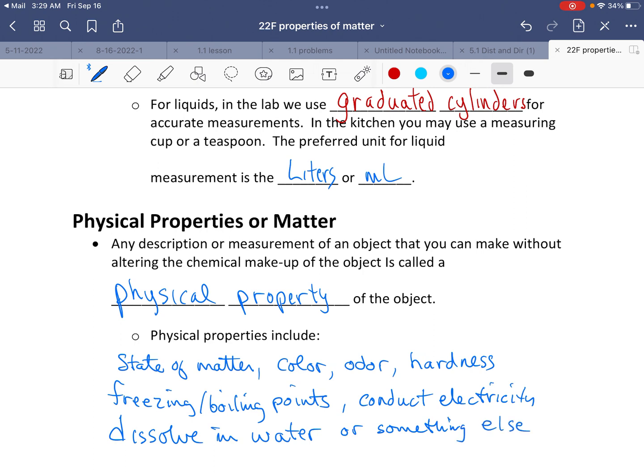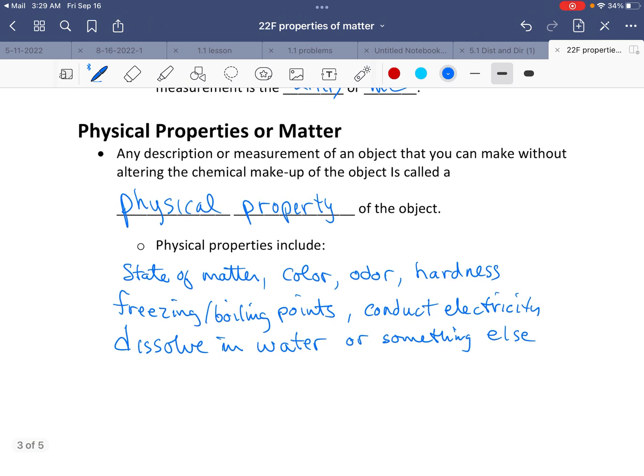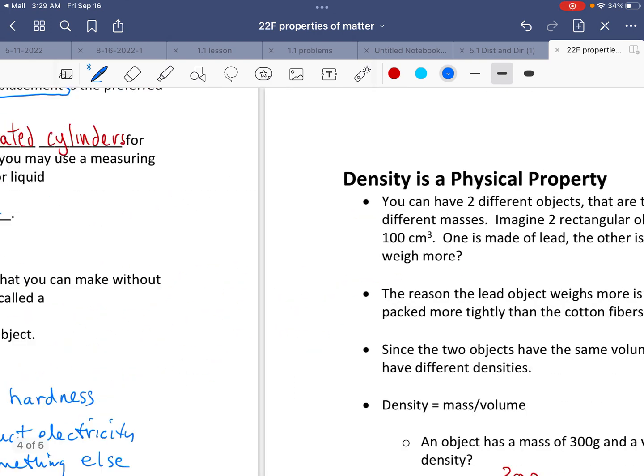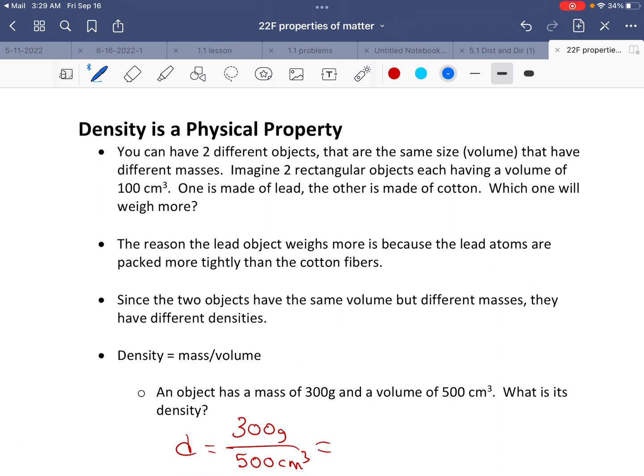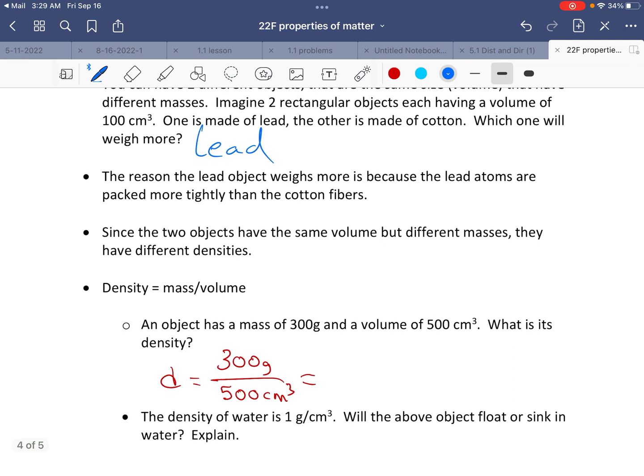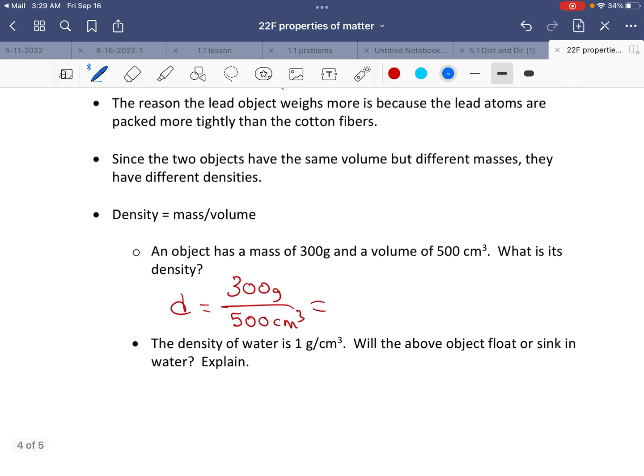Right, those are all physical properties. They do not change what it is. They do not alter the chemical makeup of the object. Density is a physical property. We can have two objects that are the same size but have different masses, where one is made of lead and one is made of cotton. Of course, the lead will weigh more, and it's because lead atoms are more tightly packed than the cotton fibers, which is density. Since they have the same volume but different mass, they have different densities.